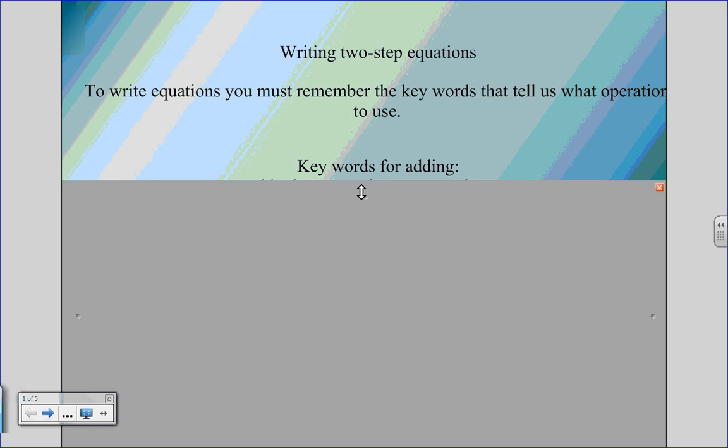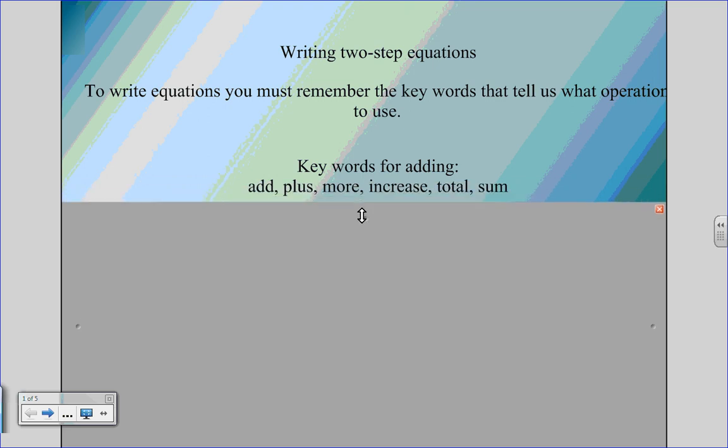So I want you to start thinking of some words that when you see them in a word problem, tells you you're going to have to add. Hopefully these are some of the ones you guys came up with. Any form of the word add. Add, adding, addition, added to, anything like that. Plus, more than, increase by, total, and sum. All those tell you that you're going to be adding when you see them in a word problem.